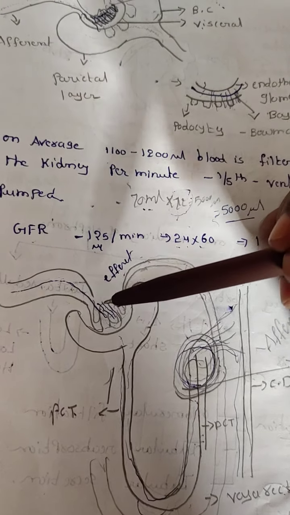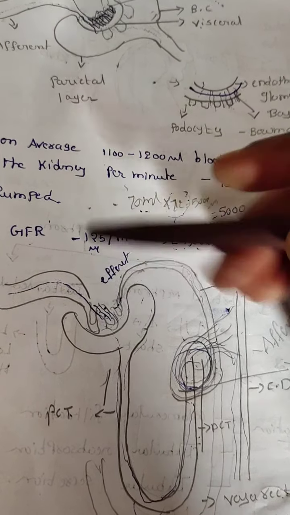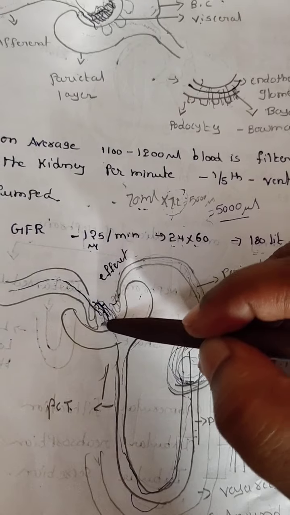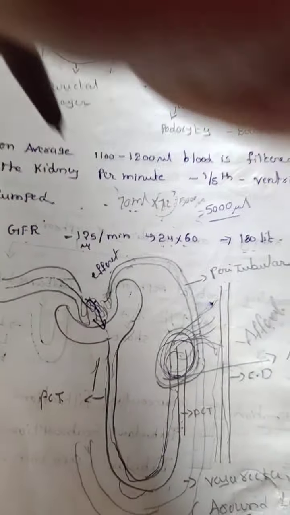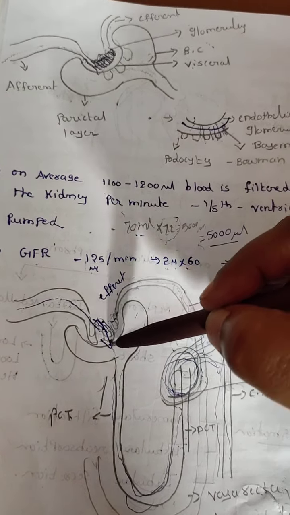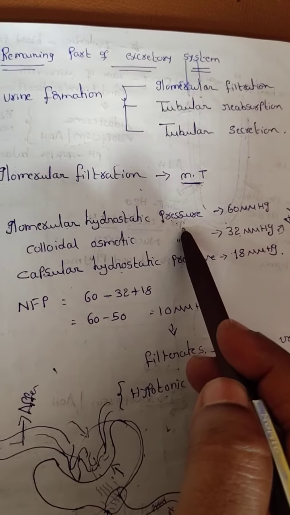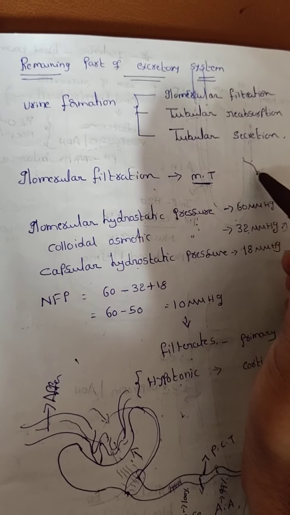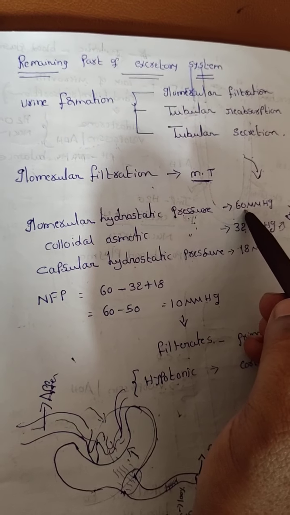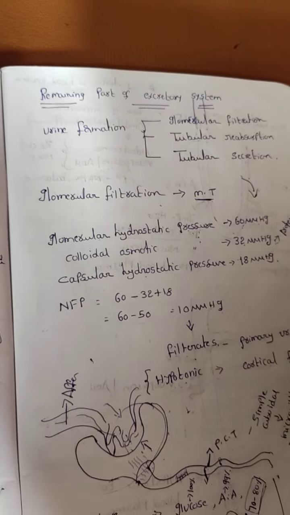Plasma. Plasma mostly consists of water. Through water it exerts a pressure like this. It means it falls down like this. When it exerts a pressure like this, that pressure is called the glomerular hydrostatic pressure. How much pressure is obtained here? 60 mm Hg pressure.